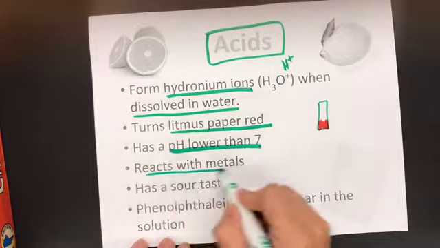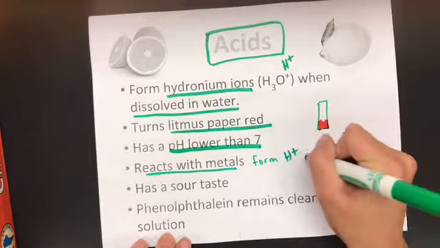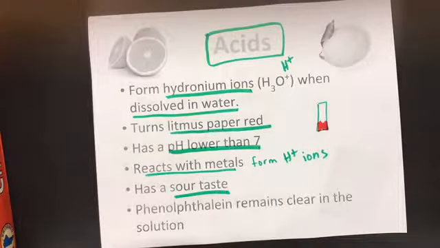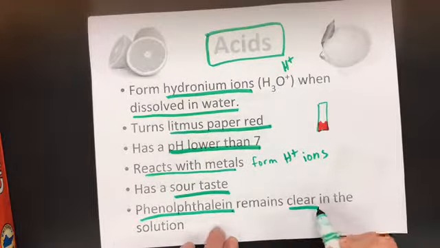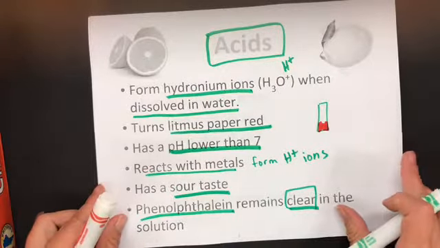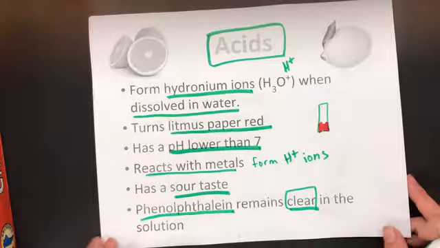It reacts with metals to form H+ ions. They have a sour taste, so you can think about citric acids and things like that. The reason why lemons have that sour taste is because of the citric acid in there. This big long P word is phenolphthalein. It remains clear, so these are your key things you need to make sure that you're writing here. The thing about acids and bases is the same thing with metals and nonmetals. If you can remember one set of properties, you should be able to remember the other because they're opposites.